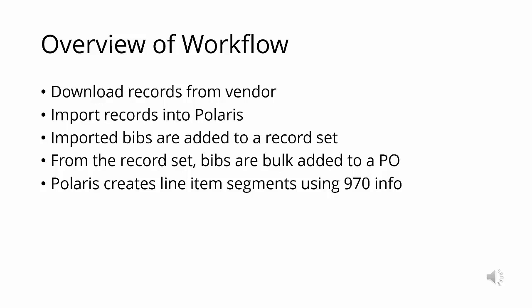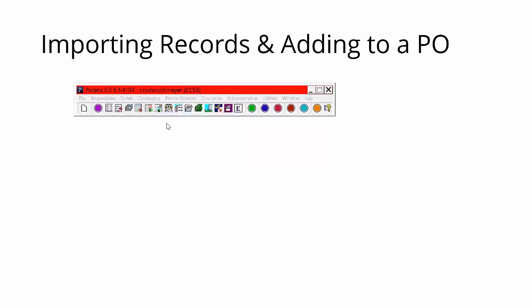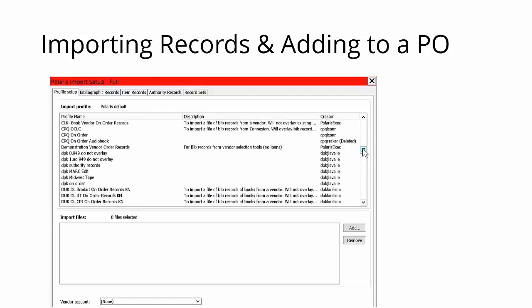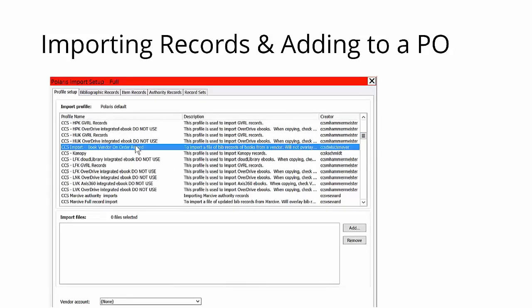When the purchase order is created, Polaris will use the information stored in the 970 fields to automatically generate the line item segments. Let's walk through this together. From the Utilities menu, select Importing and then choose either Full or Express Import. Select your import profile from the list of available options. In this example, I'm choosing a profile called CCS Import Book Vendor on Order Records.